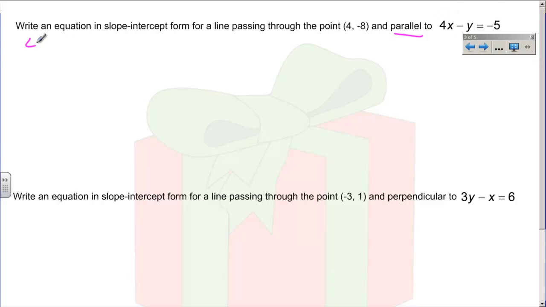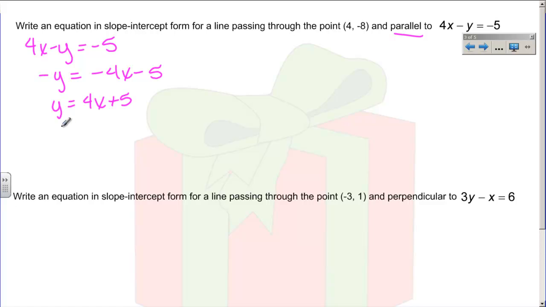Well, this is written in standard form, so I have to change it to slope-intercept form so I can find the slope. So I got to get y by itself. So the first thing I will do is subtract 4x from both sides. So I end up with -y equals -4x minus 5. And because this is a negative y, we can't have a y be negative. I need to divide everything by -1 or change all my signs. So it becomes y equals positive 4x plus 5.